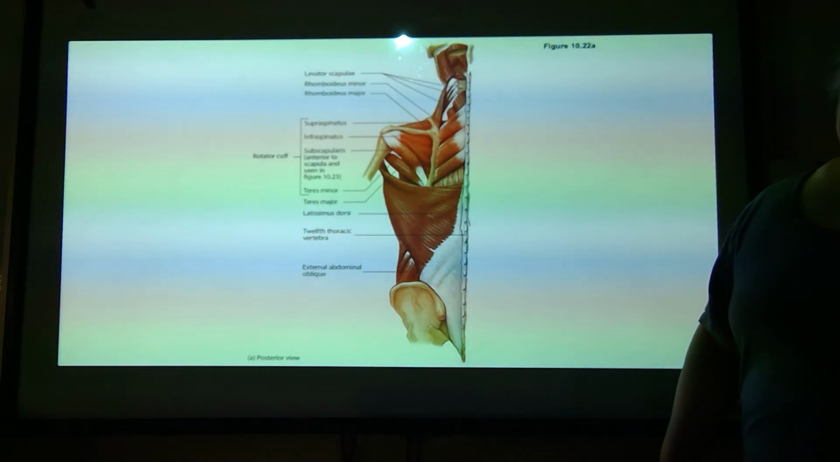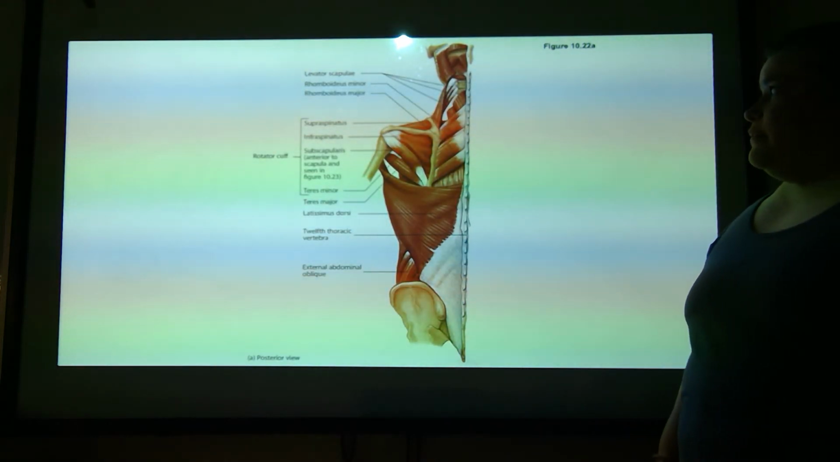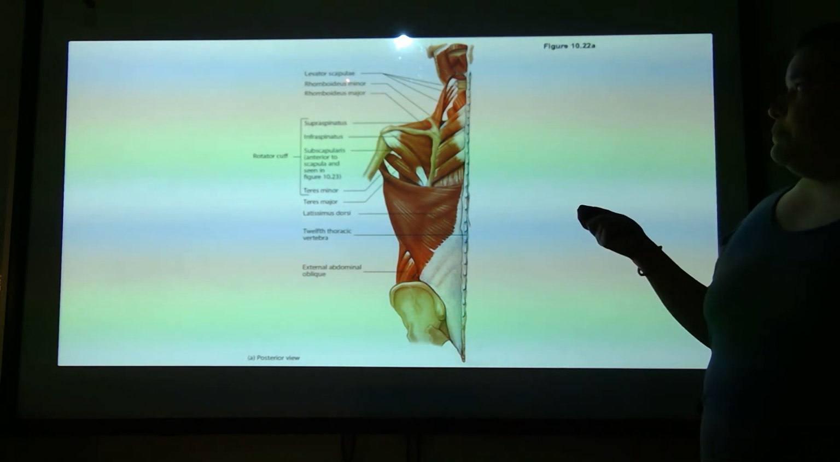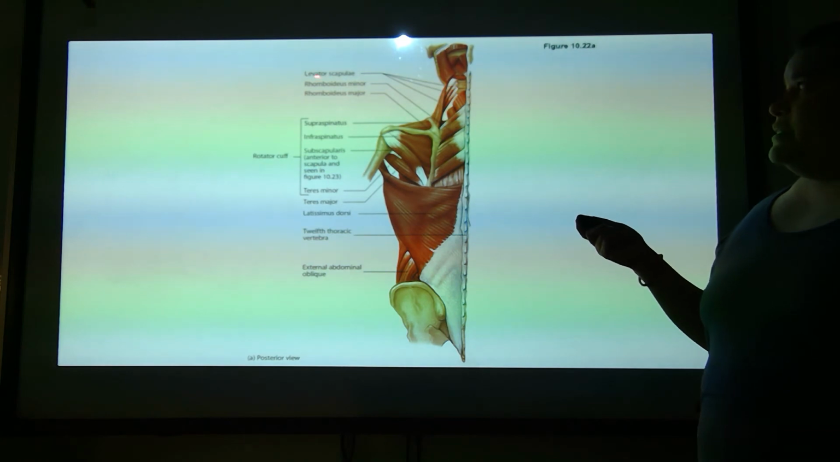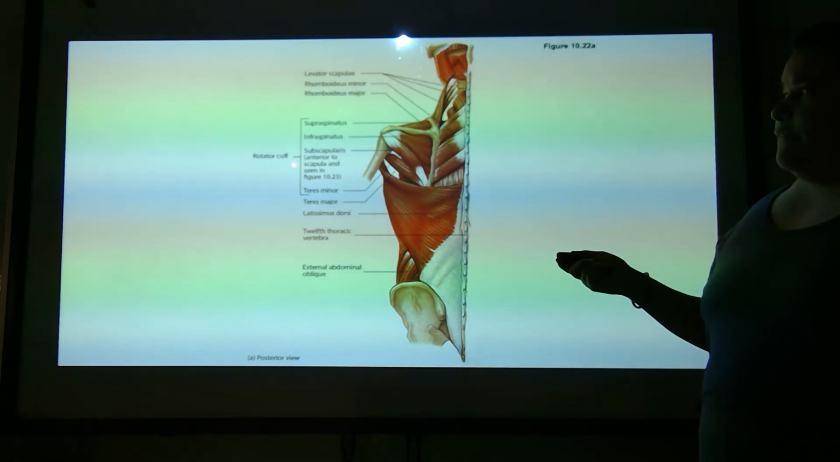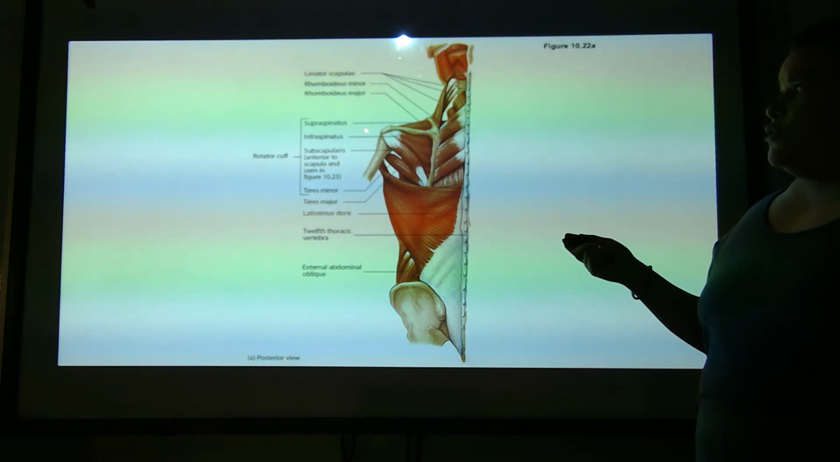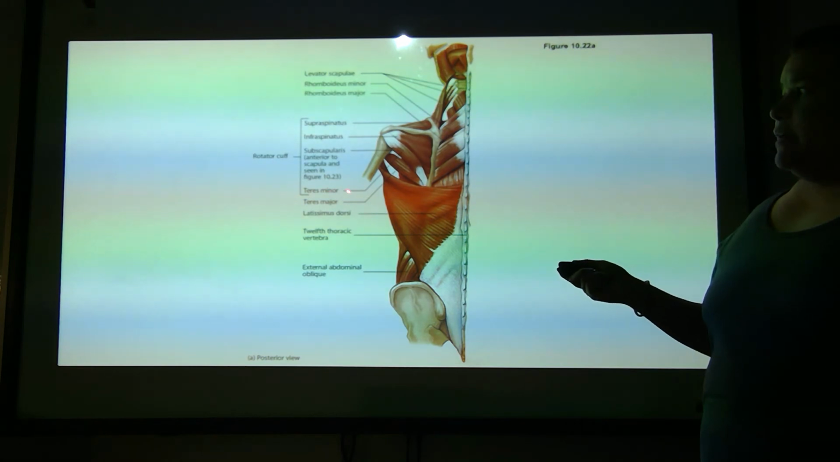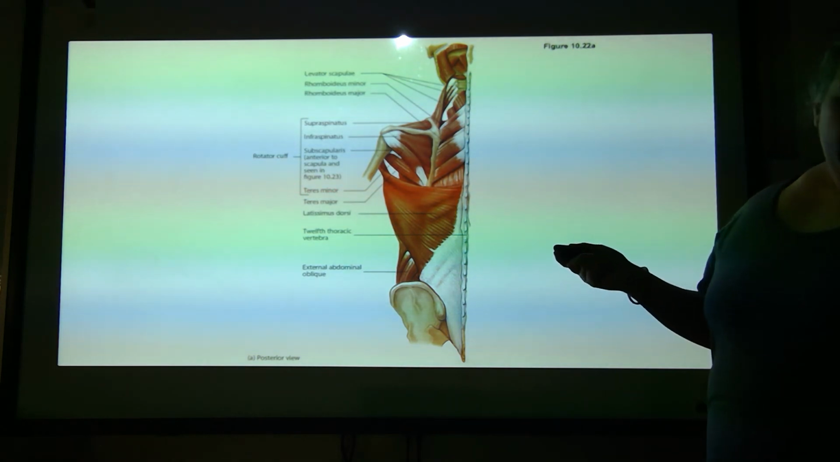Okay, so here are some of the deeper muscles. We've talked about the levator scapula. We've talked about the rhomboideus minor and major. There's that rotator cuff, okay? You've got the supraspinatus, the infraspinatus, subscapularis, and the teres minor.